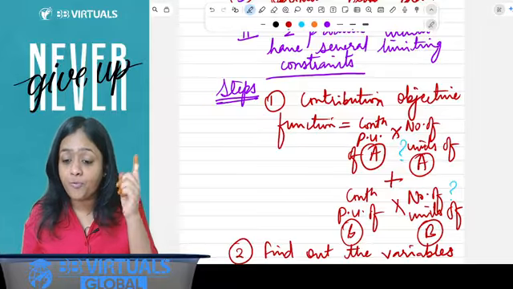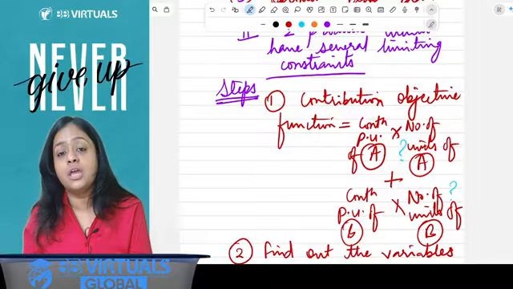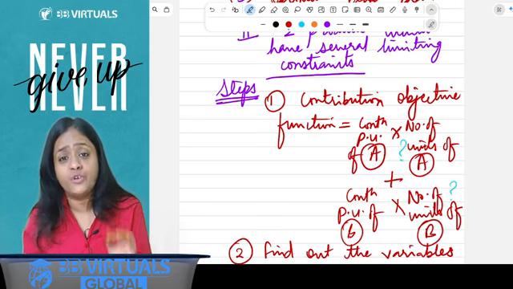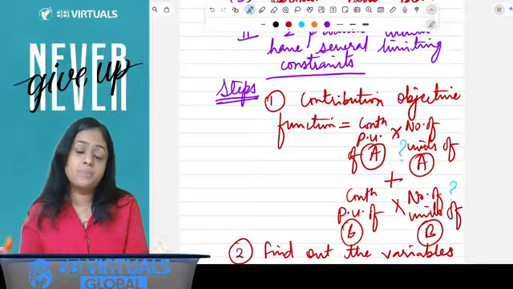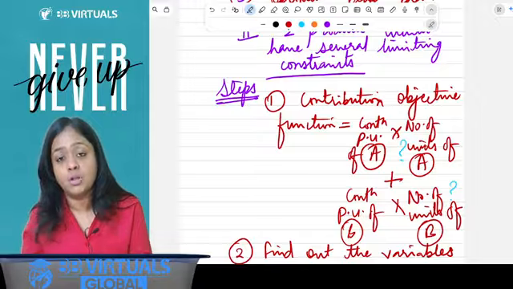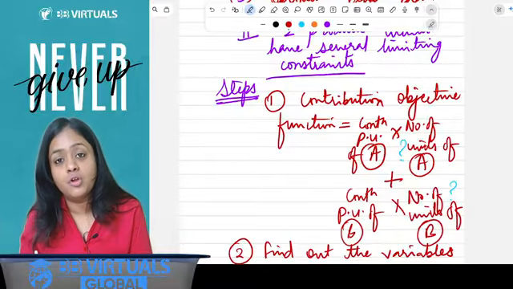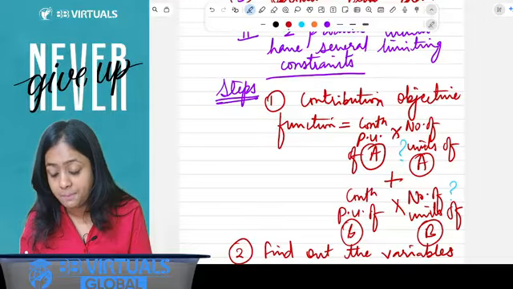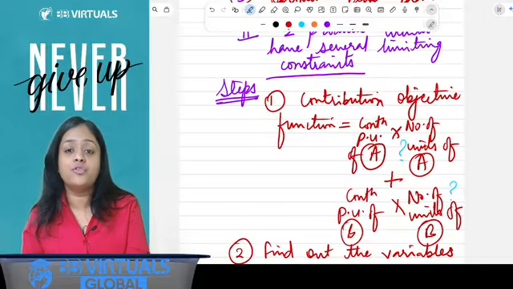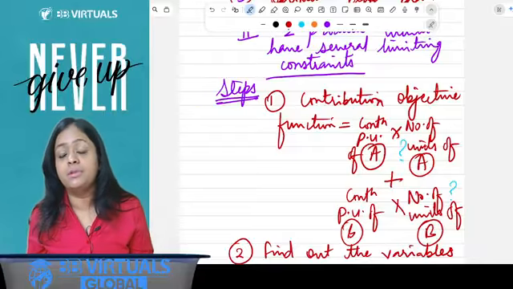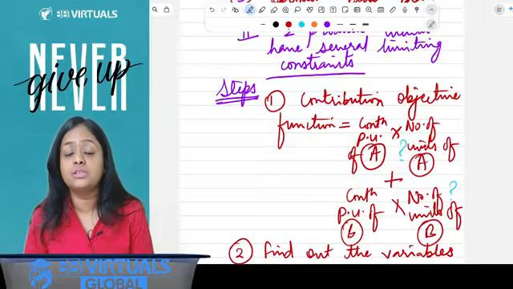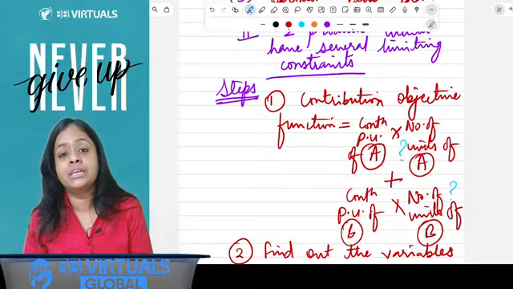You will do step 1, that is contribution. Objective function is always the first step. You will always create the objective function first. This is the purpose for which you are doing all the calculations. So that will be contribution per unit multiplied by the number of units of product A. Now we don't know, because in the limiting factor constraints, what we have to find out is the optimum production plan. So we don't know that, hence we will take it as X variable.